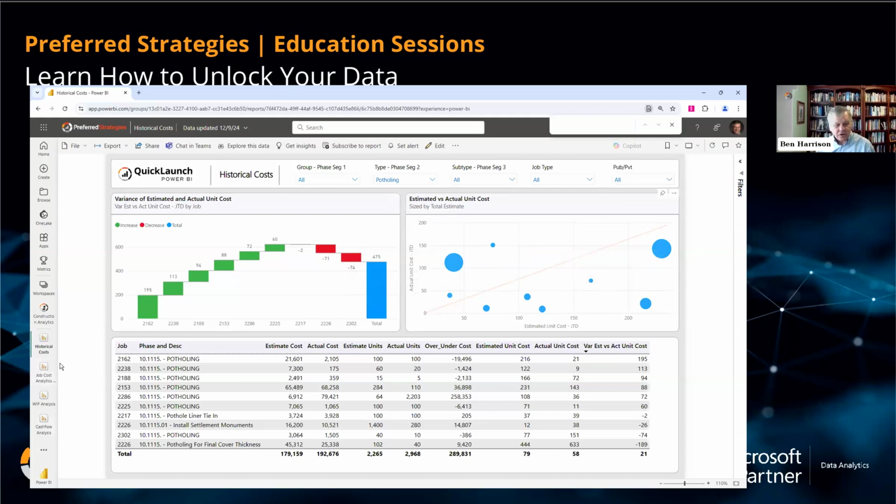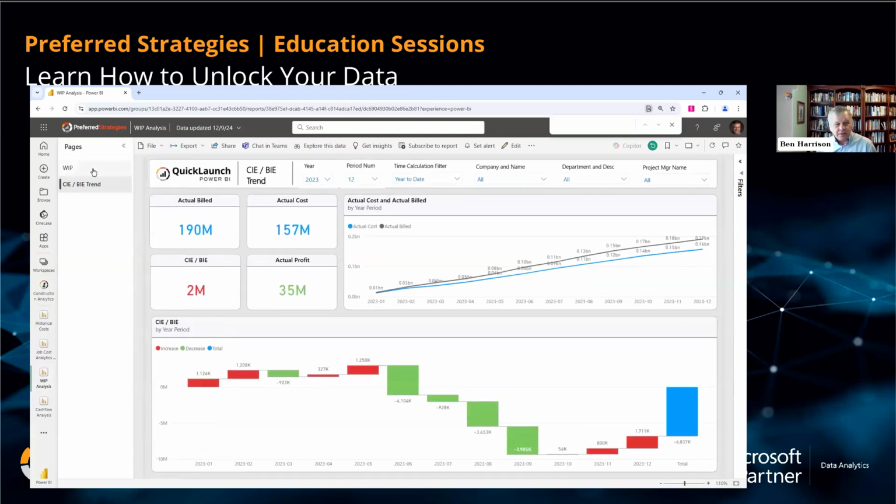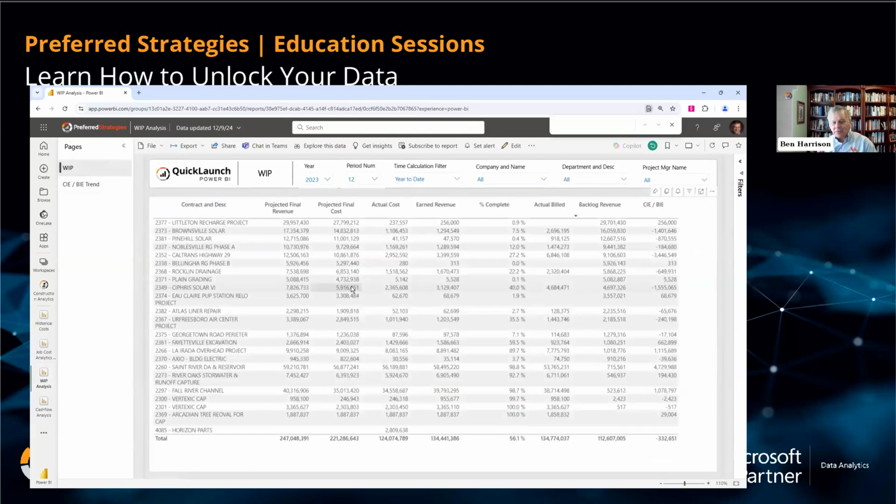Whether you're looking at historical costs or WIP reports or cash flow, you're getting out of the old standard version of a report that looks at data from a moment in time. This is still good, but it's not as good as analytics can be as you start embracing these new technologies and looking for those elements.